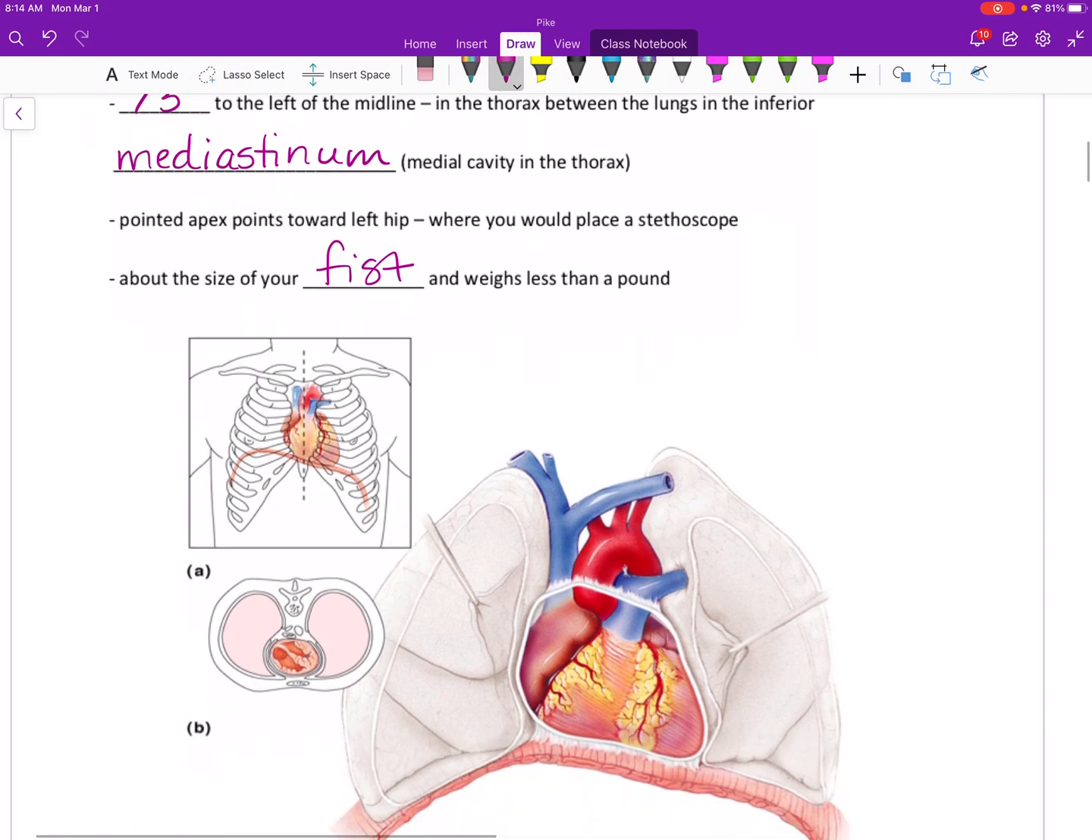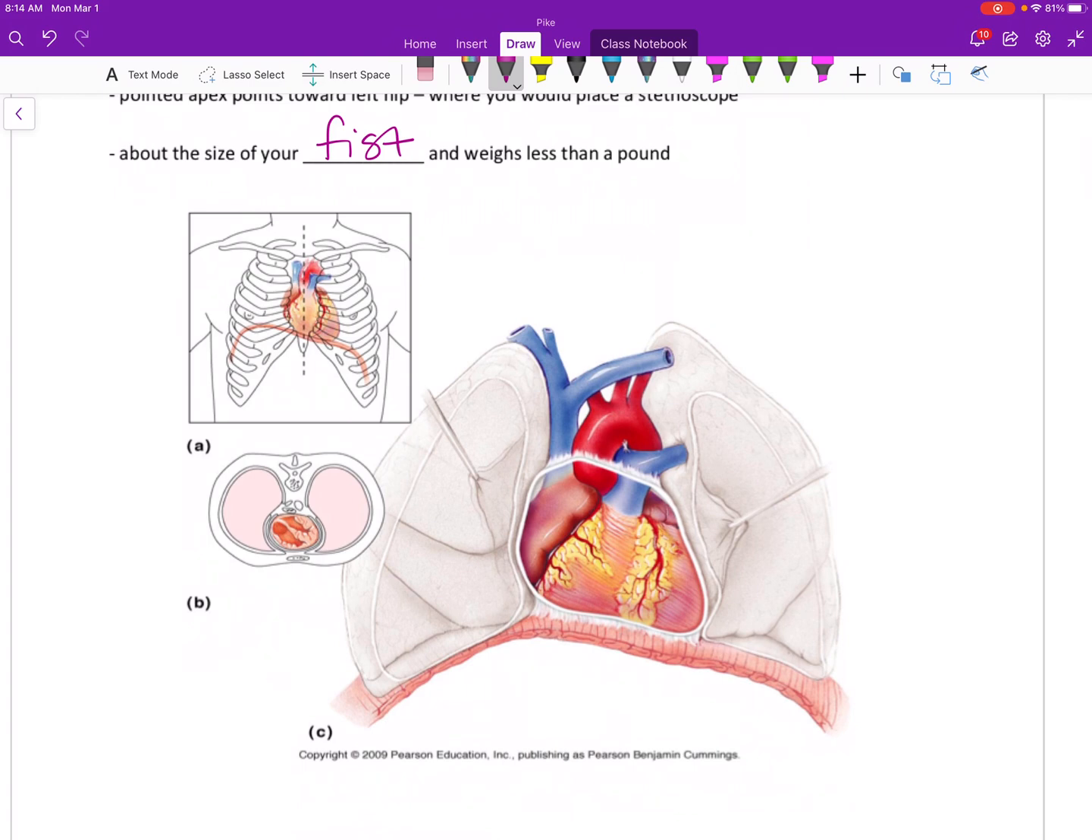All right, and I've got a picture right here where you can see this pointed apex is pointing down towards your left hip. This right here is the diaphragm, the muscle of respiration, of breathing. And so your heart kind of is laying down on that, okay? And we can see that this right here is our midline. So 2/3 of your heart is located to the left of that midline, okay?